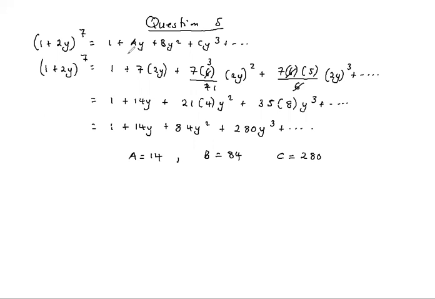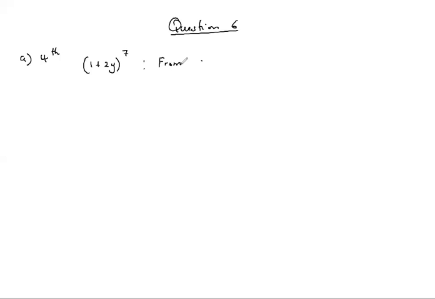Write the term indicated in the expansion of each of the following. For a, you want the fourth term, given the expansion (1 + 2y)^7. We just did that question, and if we count the terms 1, 2, 3, 4, our fourth term would be 280y³. So from the expansion, the fourth term is 280y³.